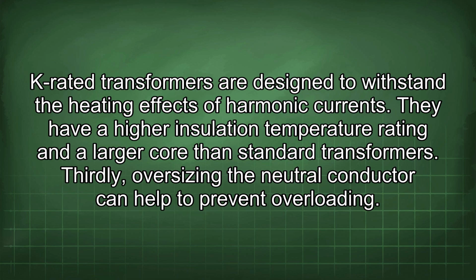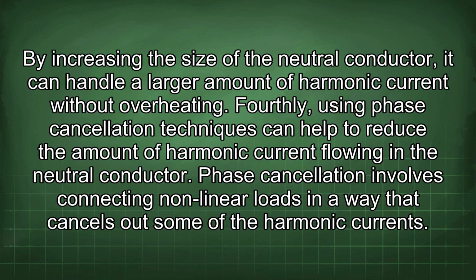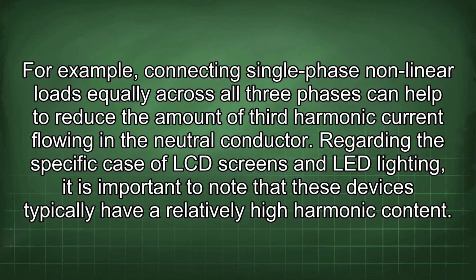Thirdly, oversizing the neutral conductor can help to prevent overloading. By increasing the size of the neutral conductor, it can handle a larger amount of harmonic current without overheating. Fourthly, using phase cancellation techniques can help to reduce the amount of harmonic current flowing in the neutral conductor. Phase cancellation involves connecting nonlinear loads in a way that cancels out some of the harmonic currents. For example, connecting single-phase nonlinear loads equally across all three phases can help to reduce the amount of third harmonic current flowing in the neutral conductor.